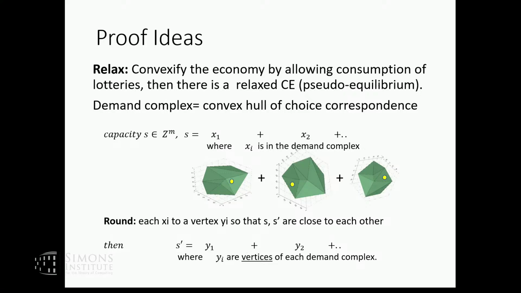Make sense? Sorry, what's that polytope? The polytope at price P: each vertex of the polytope is in the choice correspondence, but now I'm allowed to consume any fractional allocation inside that polytope. So if I round to a vertex, it means that it's in the choice correspondence. But in this fractional solution, demand and supply are satisfied exactly. Yes, it's not.